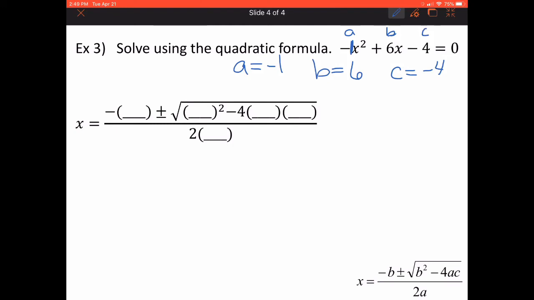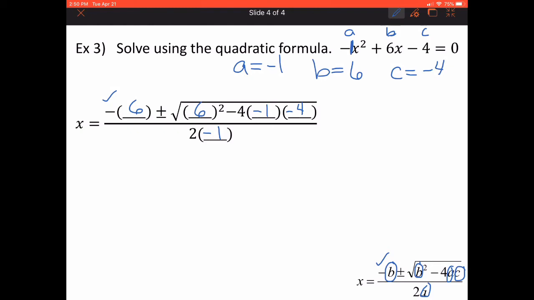All right, this time we don't have a lot of our formula filled out, so we're going to have to fill it out. So x equals, then we have a negative, so that's already written for us. Then we have a b. So b was 6, plus or minus the square root of the thing that was squared, the b, so I put it in there. Minus 4 times the a comes next, that was negative 1, and the c is negative 4, all over 2 times the a, which is negative 1.